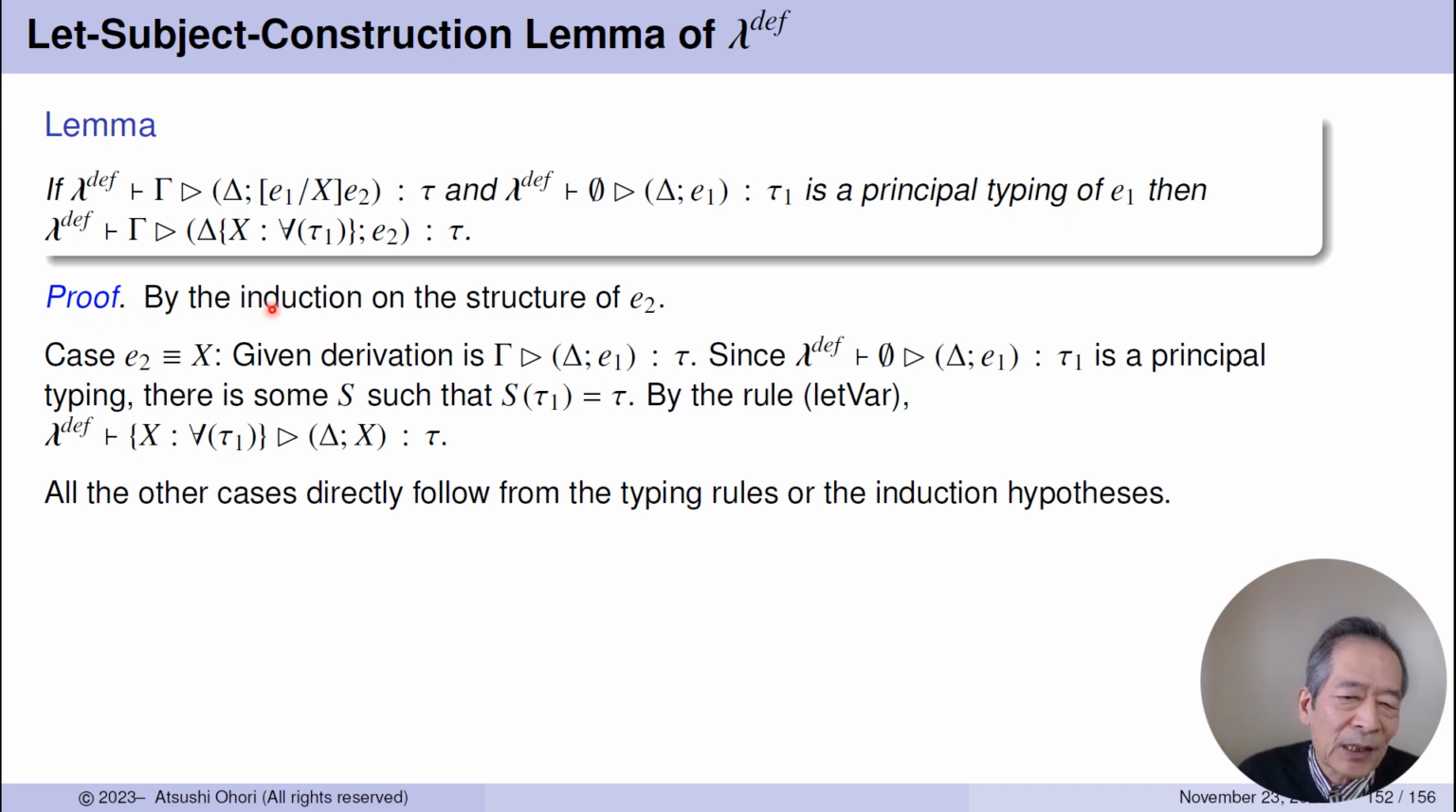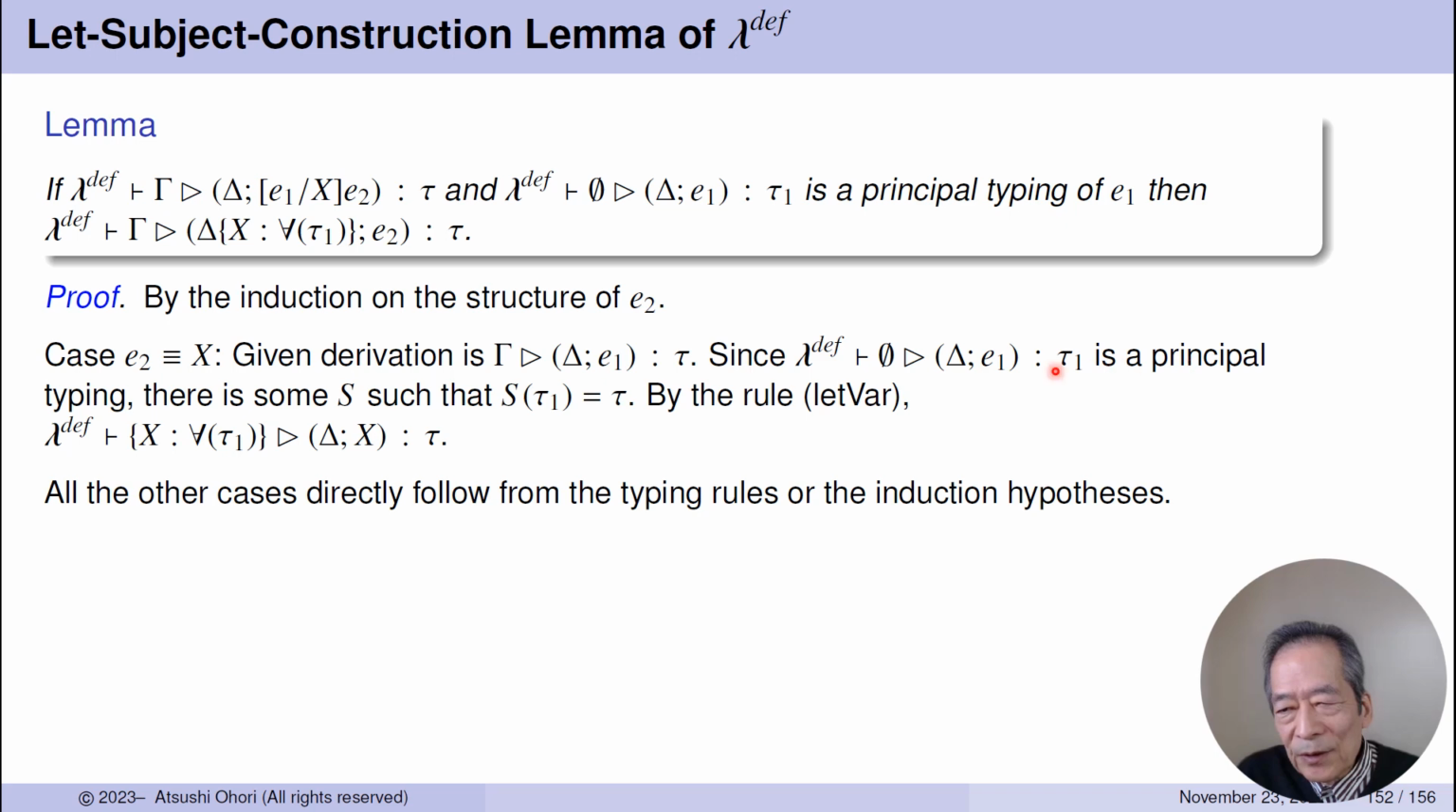So by induction on the structure of E2. This is just a simple structural induction on this E2. And the only non-trivial case is this one. E2 is X, then X gets replaced with E1, right? So the given derivation is this one because E2 is X, so X becomes E1, so the derivation is this one.